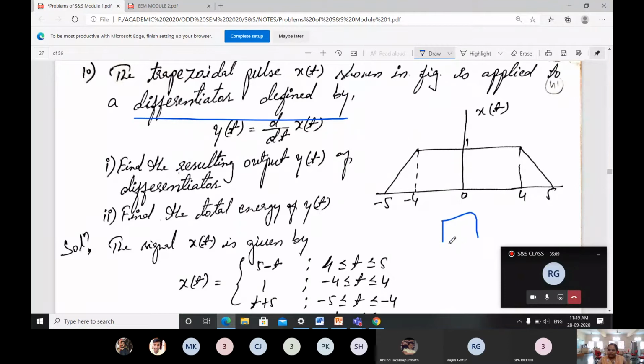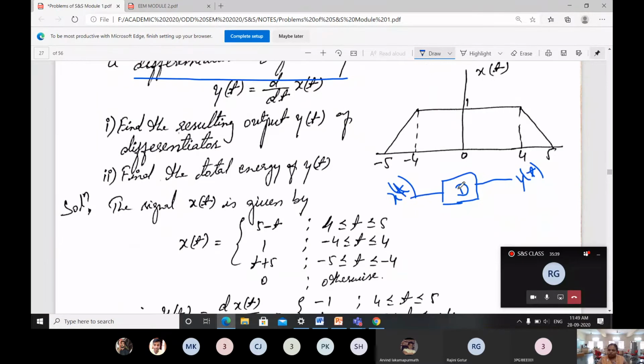We have to find what resulting signal we will be getting after the signal comes here. The differentiator is like a system. We are giving the input, that is x of t. Here a differentiator acts as a system, and you will be getting the output as the y of t signal. The differentiator is going to differentiate our x of t signal and produce the output, that is the y of t signal. First we have to find the resulting y of t of the differentiator. Then we have to find the energy of y of t.